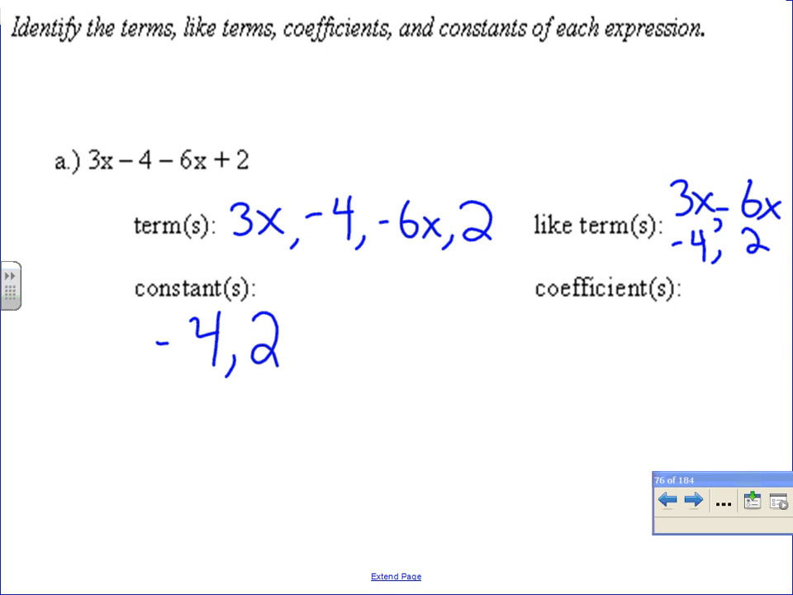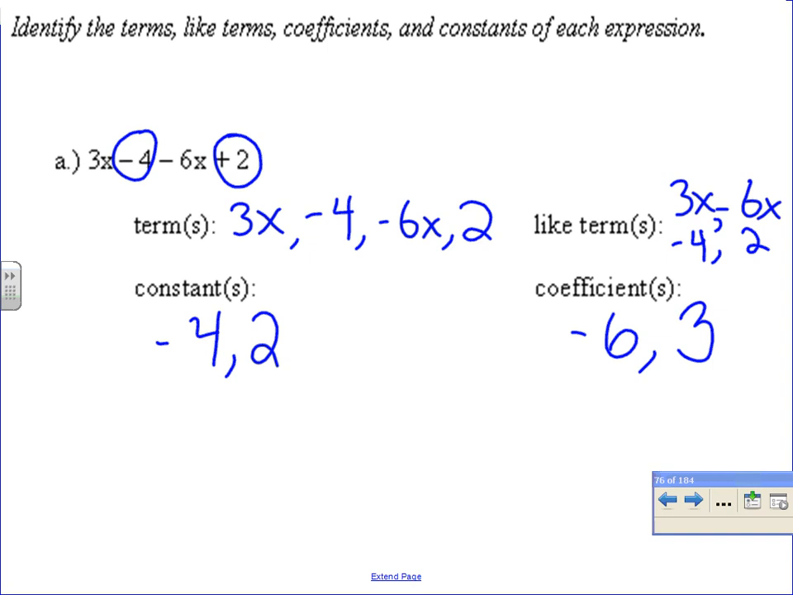Justin, what are the coefficients? Okay, but just give us the number. So just the number that's in front of the variable is the coefficient. So 3 and -6 are the coefficients. They are the numbers that are in front of the variable. Okay, Annalise? No. 3 and 6 are the numbers in front of the variable. That's the coefficient. They're not constants. These are the coefficients. The constants are just the numbers. Just a number is a constant, not a number with a variable.